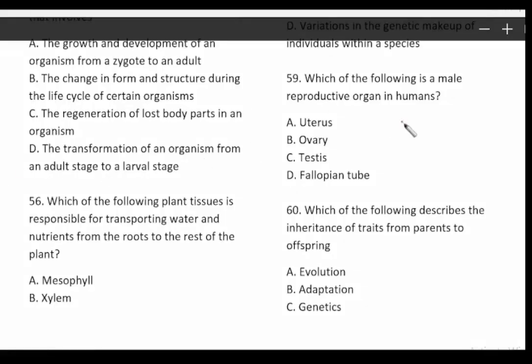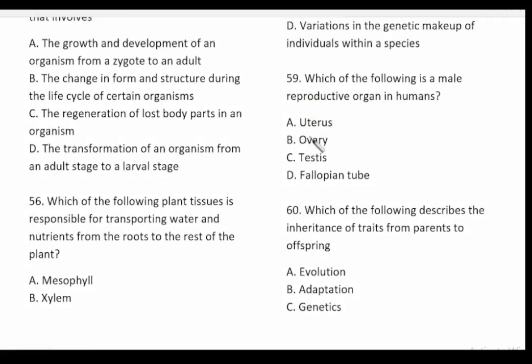And then question 59. Which of the following is a male reproductive organ in humans? A. Uterus. B. Ovary. C. Testis. D. Fallopian tube. The answer is testis. The uterus is also known as the womb.